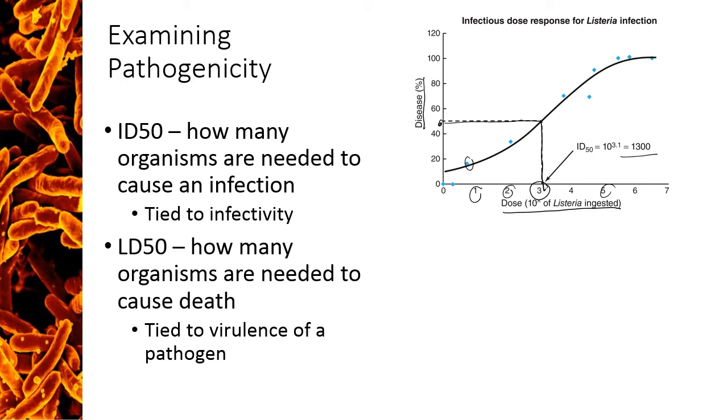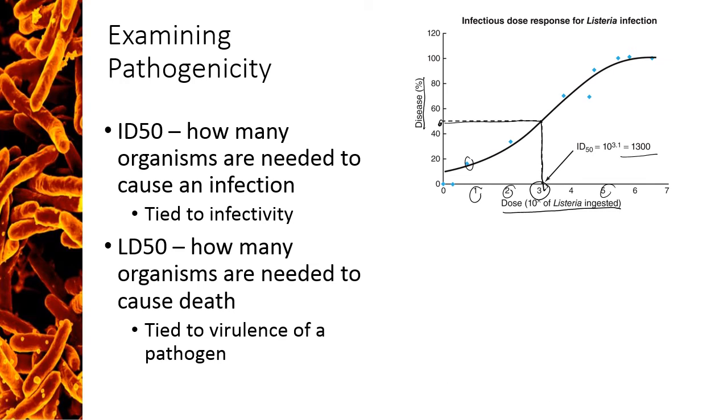What this tells you is this is about an intermediate infectivity. So there are some pathogens that are highly infectious. Their ID50s are down in the 10 range. You also have other pathogens that are really not very infectious at all, and their ID50s are up in the 1 million range. So this is kind of intermediate. It's infectious, but it's not super infectious.